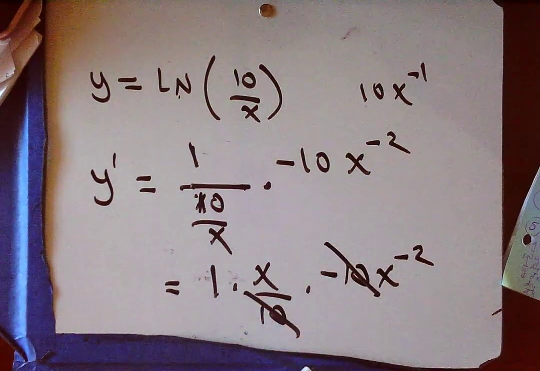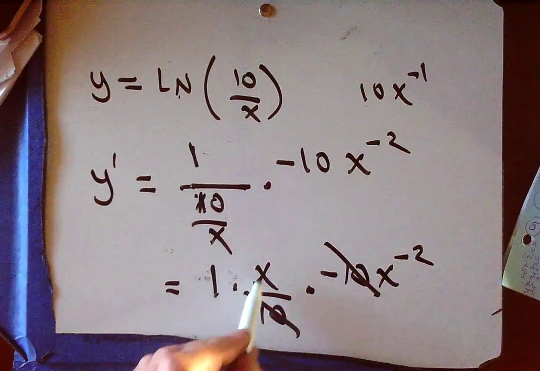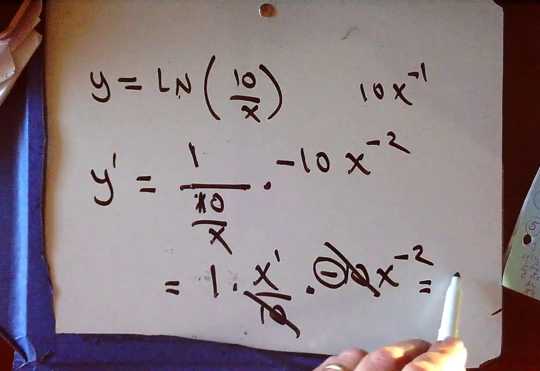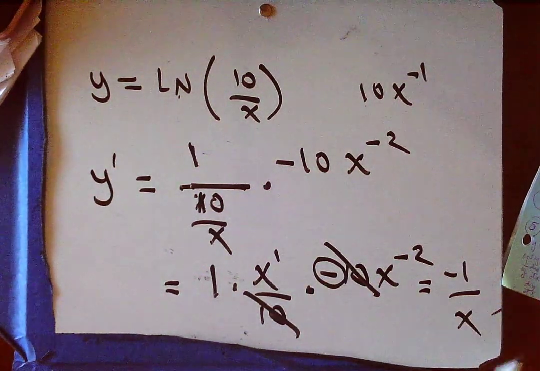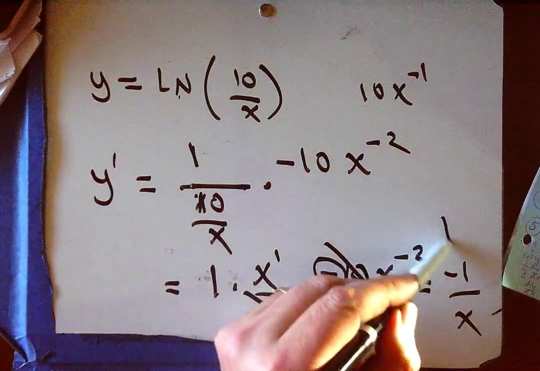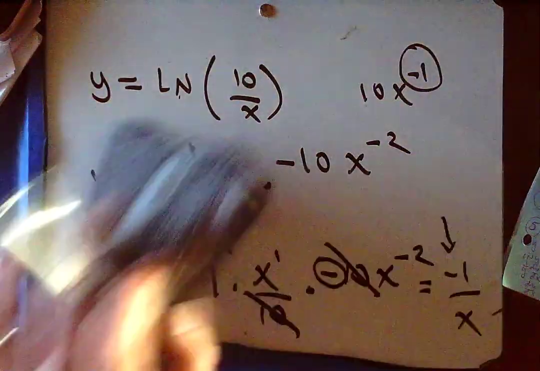Behold. And here, what can we do with those? When I'm multiplying and the bases are the same, I add the exponents. Don't lose that. There's the 1 over x again. This time we have a negative 1.